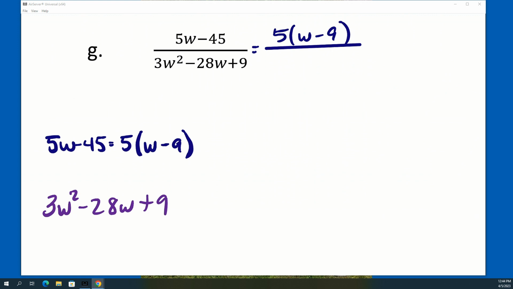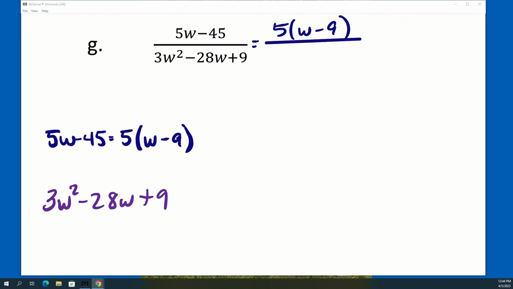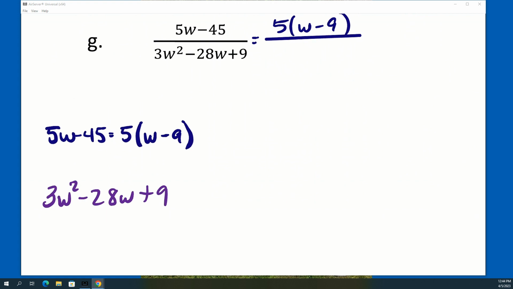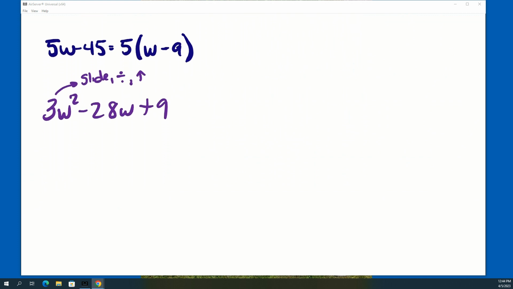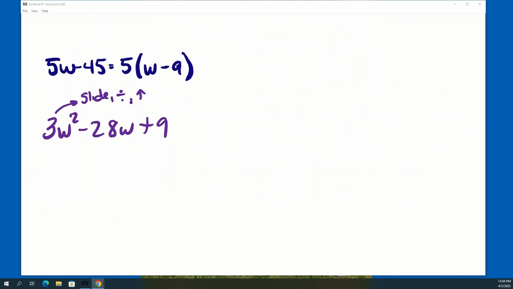And because I have a 3 there, I am going to just check to make sure there's not a common factor, but there isn't because 3 doesn't divide into 28. So because there's not a common factor, there is a 3 in front of the w squared, it's going to be slide, divide, bottoms up. All right, so I'm going to slide the 3 over.